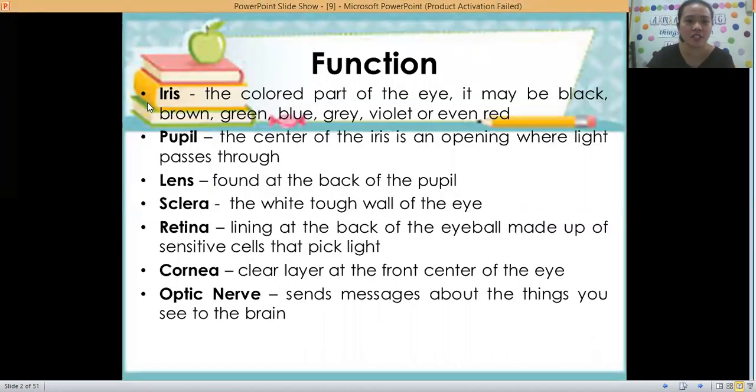So the function. Iris is the colored part of the eye. Pupil, the center of the iris, where the light passes through. Lens, found at the back of the pupil. Sclera, the white top wall of the eye. Retina, lining at the back of the eyeball. Cornea, clear layer at the front center of the eye. And optic nerve, the one sending messages, the things you see, to the brain.